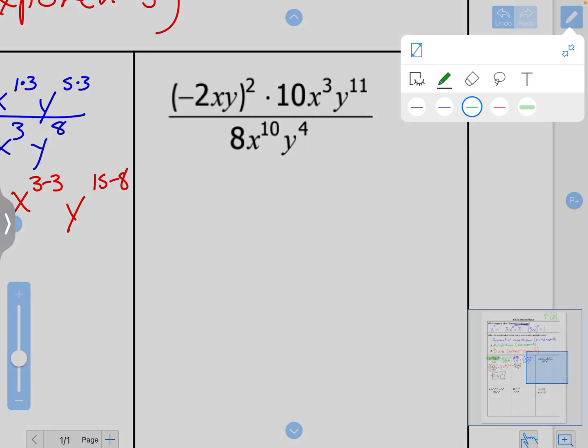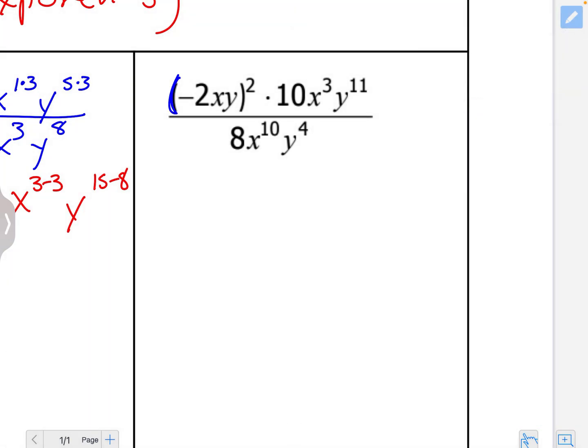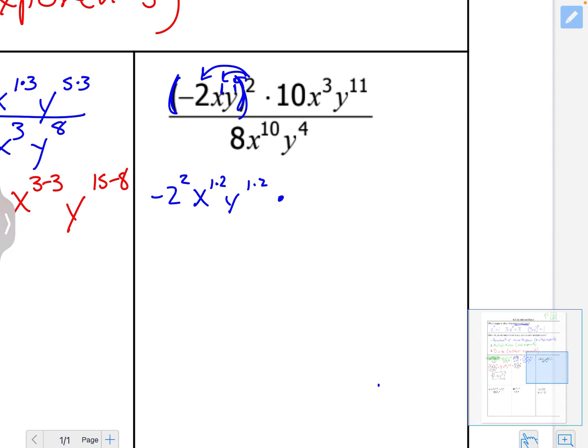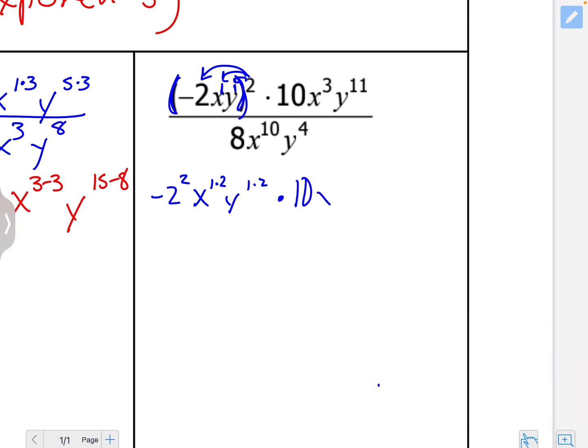All right, so I see the parentheses, and I immediately deal with the parentheses first. So I've got -2, and I need to raise my -2 to the power. My invisible exponent of both x and y are 1, so I'm going to go x 1 times 2, y 1 times 2. I don't have any parentheses anywhere else, so I'm just going to write down what they are.